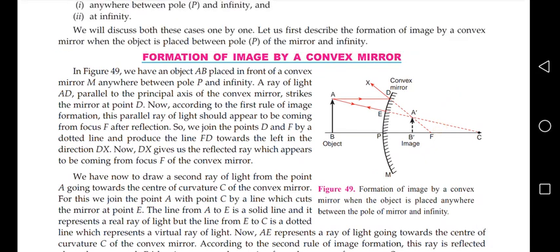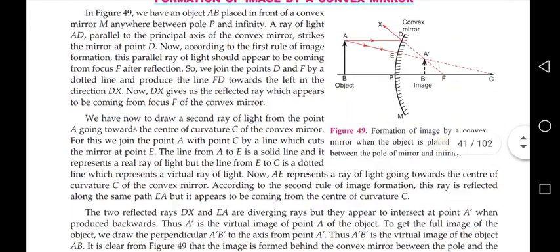In this video we shall discuss the formation of image by a convex mirror. In the previous video we discussed the rules for image formation by convex mirror. We are going to use the same rules and we see how an image is formed in a convex mirror. Unlike the concave mirror, there are only two cases, right? So one case is when the object is placed anywhere between the pole of the mirror and infinity, and the second case is when the object is placed at infinity. Okay, so let us look at the first case.